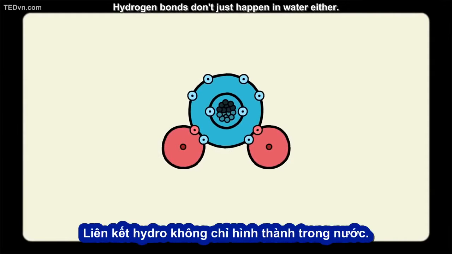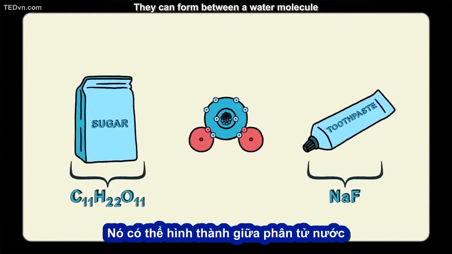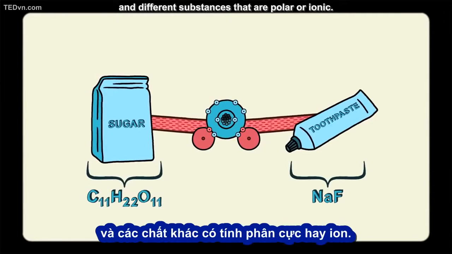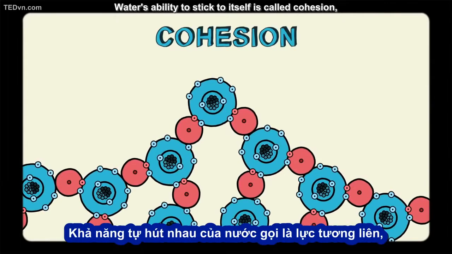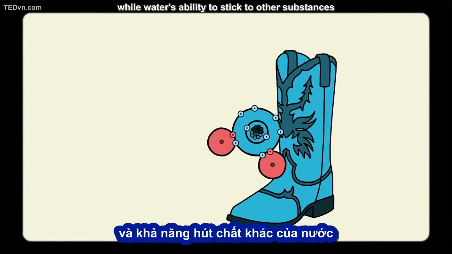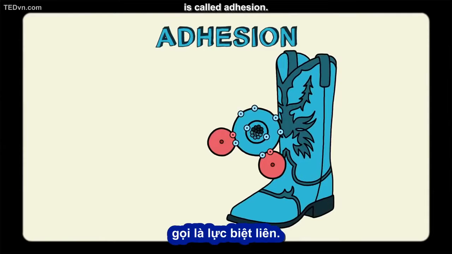Hydrogen bonds don't just happen in water either. They can form between a water molecule and different substances that are polar or ionic. Water's ability to stick to itself is called cohesion, while water's ability to stick to other substances is called adhesion.